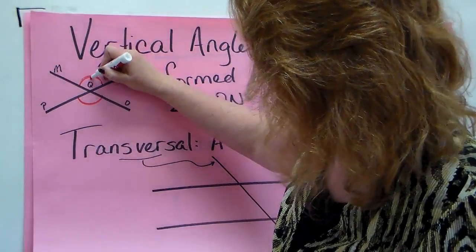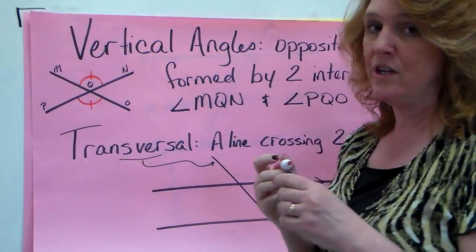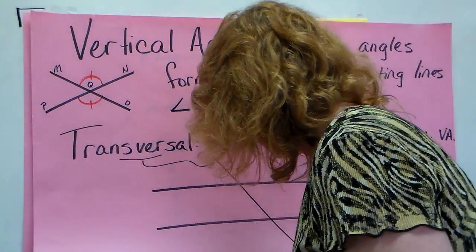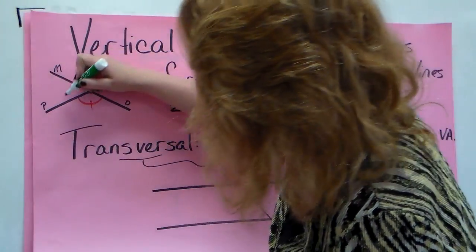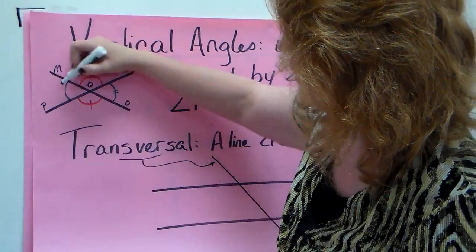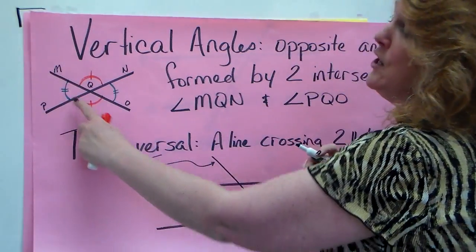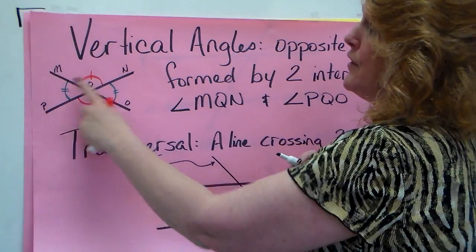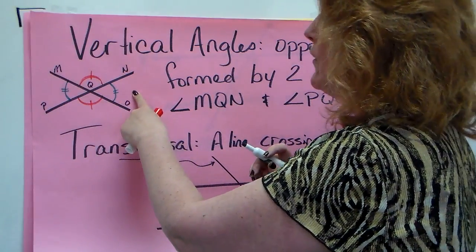And we can show that, do you remember these lines? We can show that they're equal. We can also show that this angle and its opposite, this angle, are equal, but they're not the same as these. So they're vertical angles, they're across from each other, and they're equal.